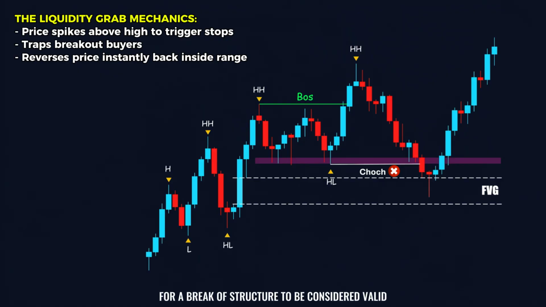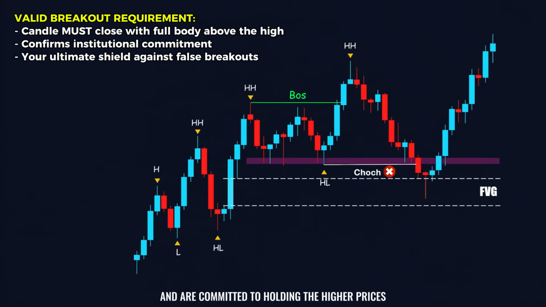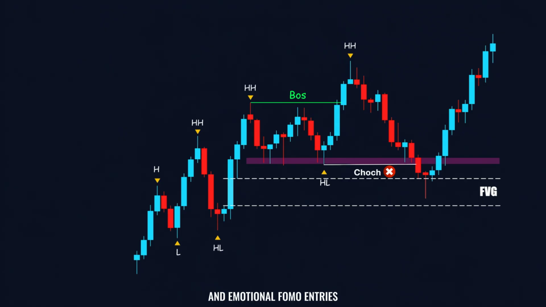For a break of structure to be considered valid, we must wait for a candlestick to clearly break and close with its full body above the previous swing high. A body close proves that buyers have sustained the momentum and are committed to holding the higher prices. If you only see a wick pierce the level and then snap back, you must ignore the breakout and wait. Waiting for the body close is your shield against false breakouts and emotional FOMO entries.